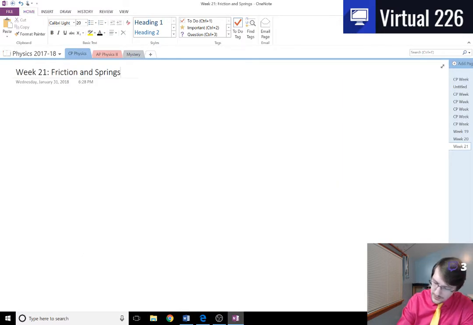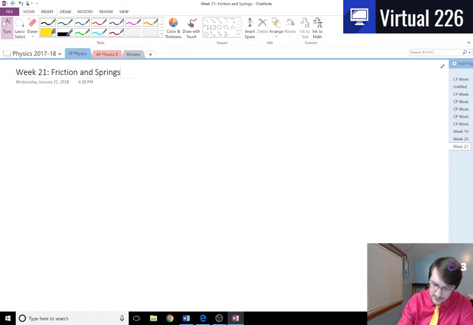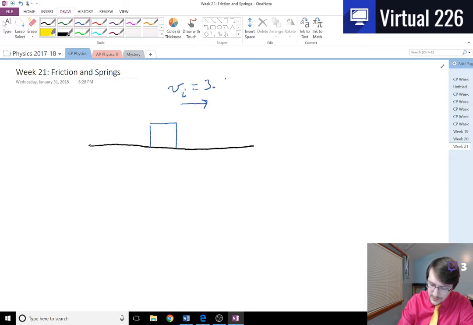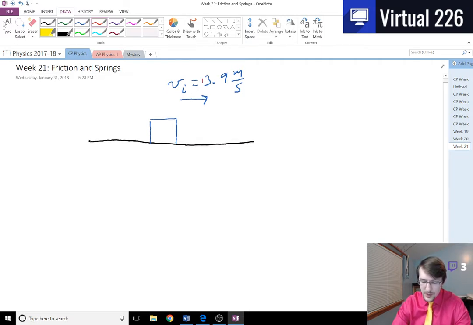So what we know in this, if we just draw ourselves a picture, is we have some block, and it is moving initially to the right with a velocity of 3.9 meters per second. Now a subtle thing here that a lot of people miss is if this block is moving to the right with a positive 3.9 meters per second, that means we've already declared the right is positive. So that means our left is actually negative.